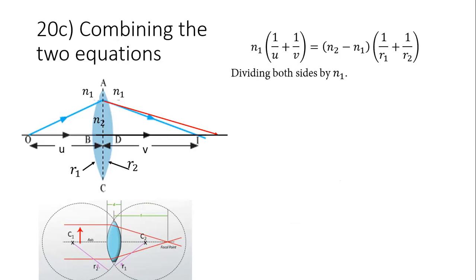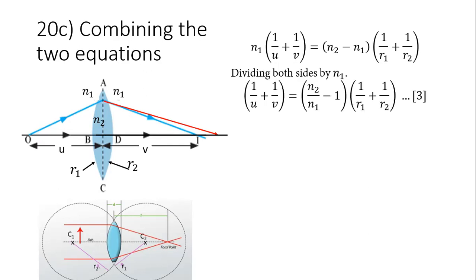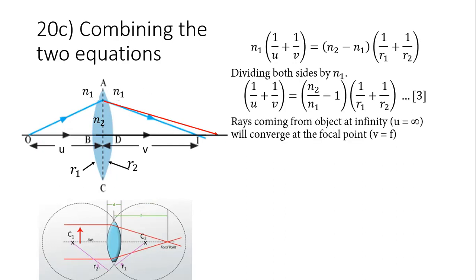Okay, so we can divide by N1. 1 over U plus 1 over V equals to 1 over F. Divide by N1. That's our final equation. That's a third equation. Right? You need to memorize that to use it. And then we use a fact, experimental fact, rays coming from object at infinity. That one, infinity. So this is 0. Will converge at the focal length. That means this becomes F. Right? That's our equation.